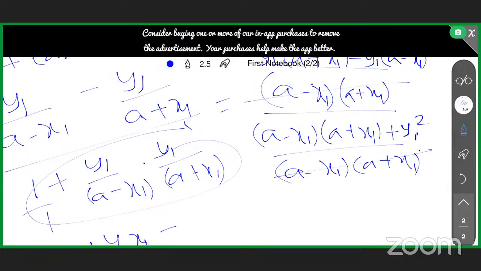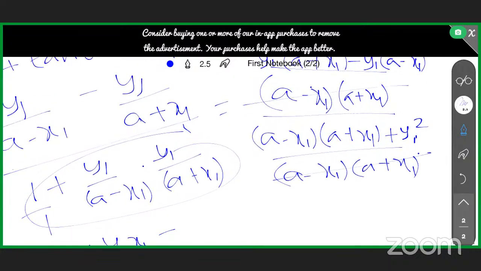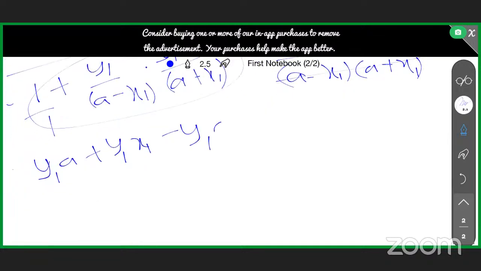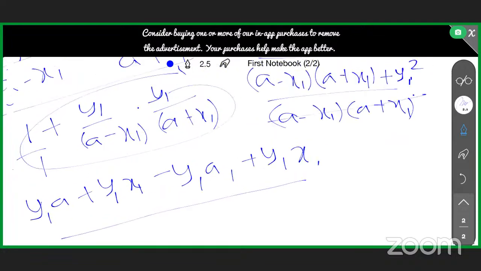Okay, no problem. So I'm multiplying now the entire thing. This will become, see here, y1 minus a, y1 into a1, minus into minus will become plus. It will become y1 x1, x1. The entire thing divided by this. I want to multiply this one. That will become a square plus a x1 minus y1 x1. You want to go for so much complication?